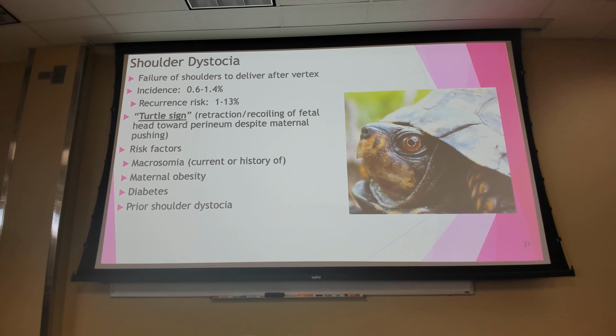Okay, so if baby is bigger, macrosomic baby, that's increased risk for shoulder dystocia. Of course, if mom is bigger as well, or if there's a prior history of shoulder dystocia.